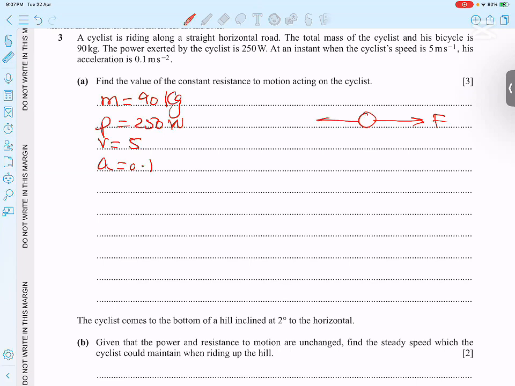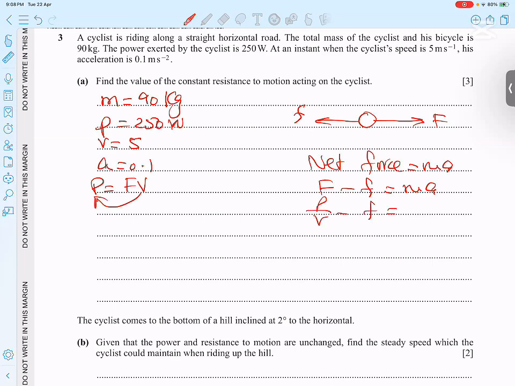Applied force, friction force. So net force is equal to ma. So capital F minus small f is equal to ma. But you know the power formula is force into v. So if I bring it down, I can write it here as power by v. And the rest, plug in the numbers. That's it. 250, v is 5.